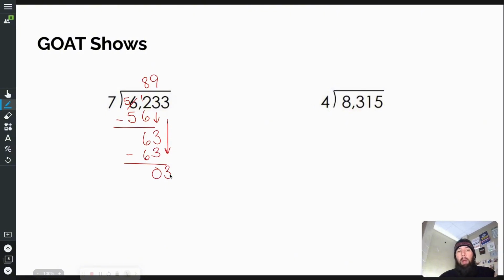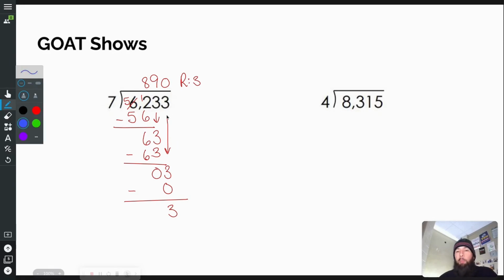Drop down your 3. Okay? 7 times what is regular 3? Nothing. I can't do it. So I will put a 0 here. 0 times 7 is 0. Subtract. 3 minus 0 is 3. 0 minus nothing is 0, so there's no point writing anything out there. And now I have that 3 and no more numbers to drop down, so my answer is going to be 890, remainder 3.